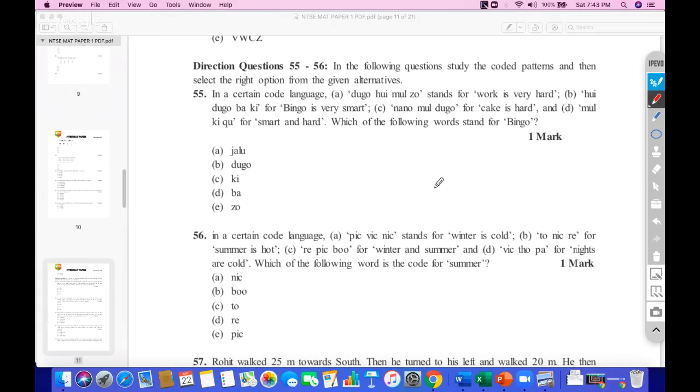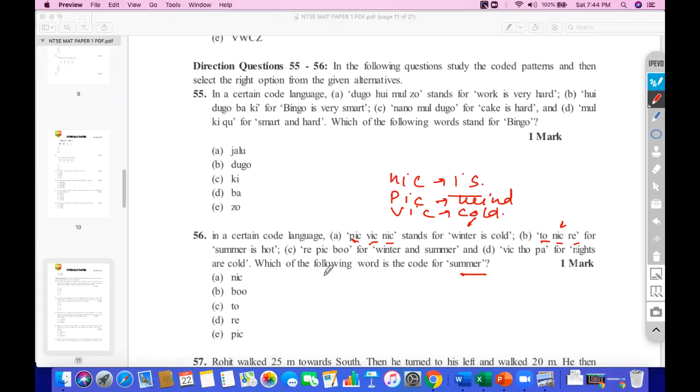Question number 56, a lot of you gave me answer D. D is the right answer. So pick, week, Nick. So winter is cold. To Nick Ray. So it means that Nick is common and winter is cold and summer is hot. So I can write that Nick is for is, and here pick is coming. So winter is common here. So pick is for winter. So then week is for cold.